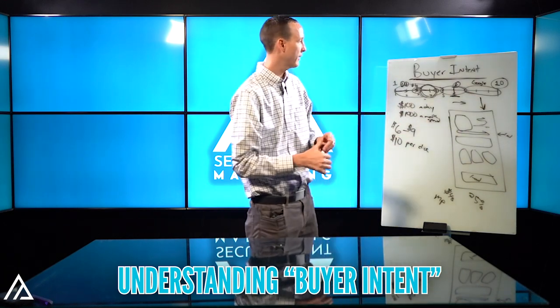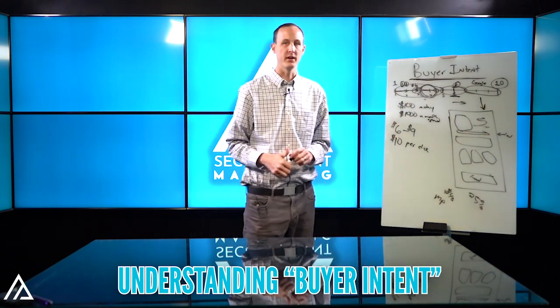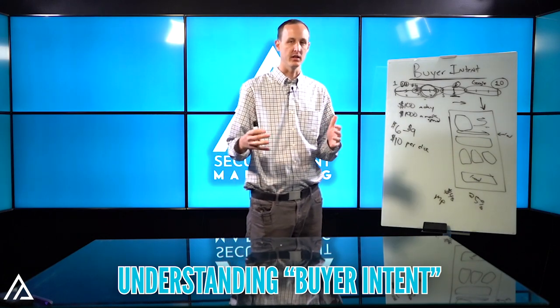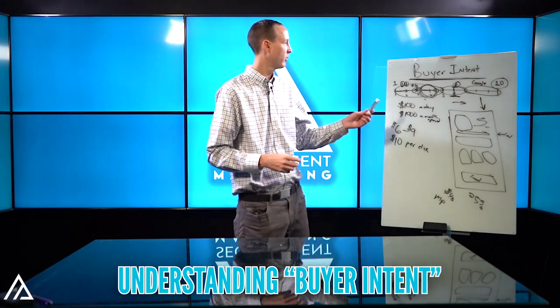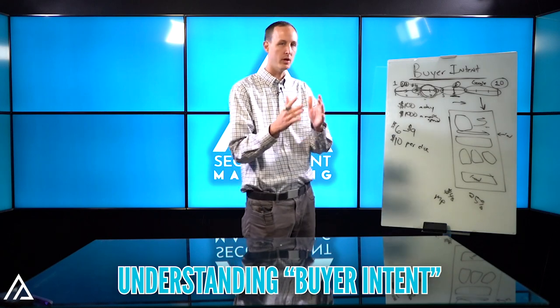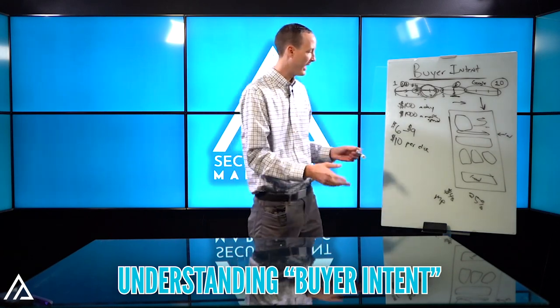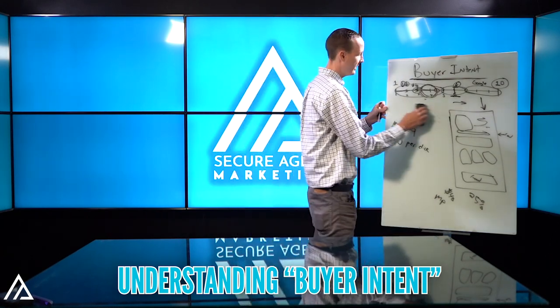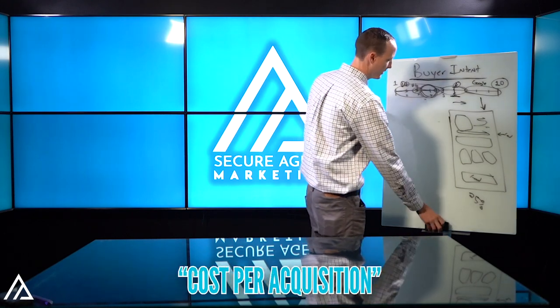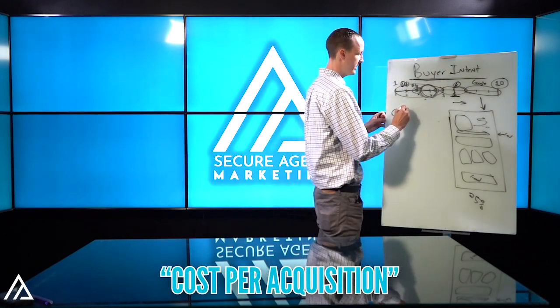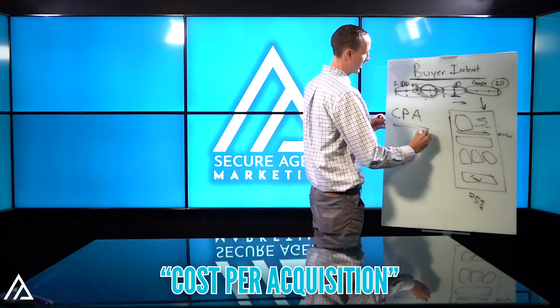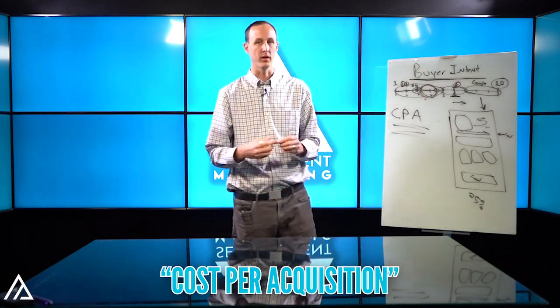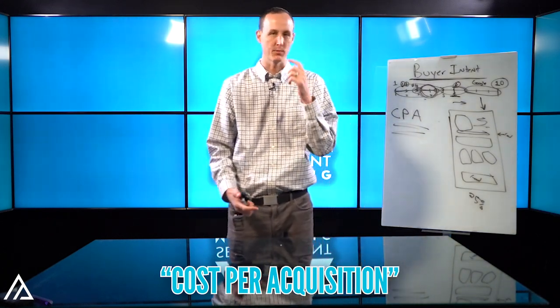A lot of people say, I understand what you're saying about buyer intent, but that doesn't fully make a lot of sense to me. Well, this is how we break it down. We basically say, where do you want to be on your buyer intent? But what really matters to us at the end of the day is the metric we call cost per acquisition, CPA, right? Cost per acquisition is the most important number that we can go after. That means how much did it cost us per client?